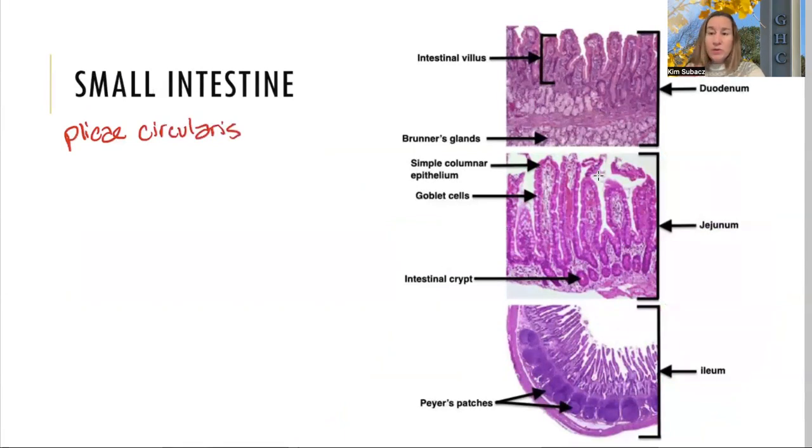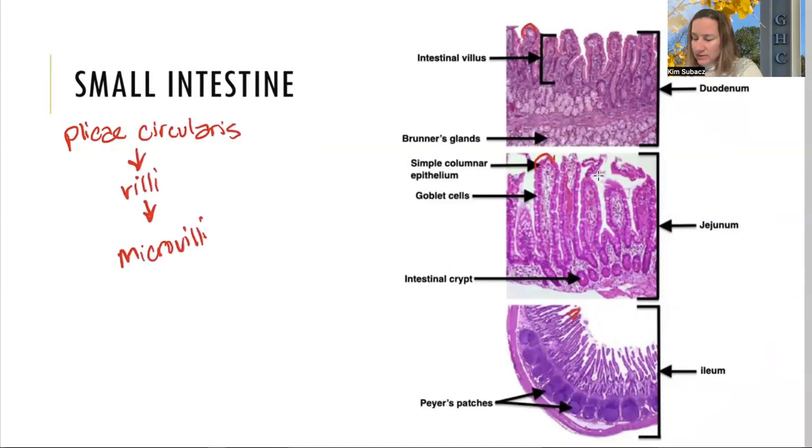And again, we said the more wrinkles, the more surface area, the more absorption you were having. And that's the whole goal of the small intestine, is to absorb your nutrients. So we have the plicae circularis, the big wrinkles. That leads to villi, the smaller wrinkles. And then if we go down to the individual cells, even the individual cells have wrinkles. And those are called microvilli.